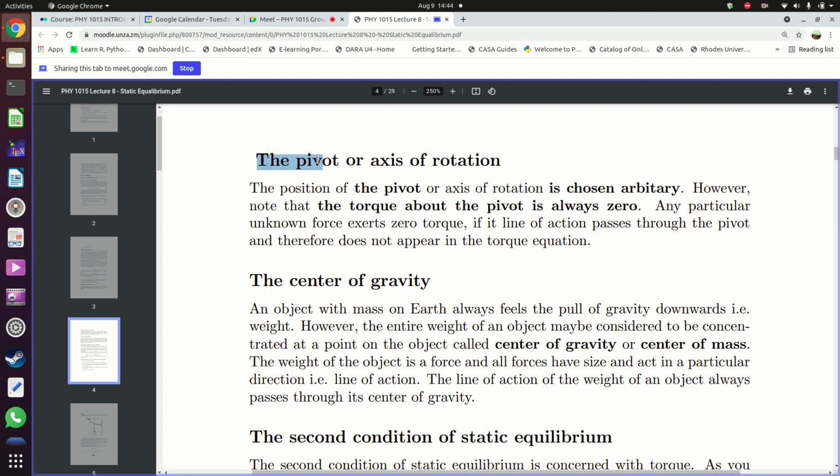Now, you need to choose if things are going to rotate. If something is rotating, then there has to be a center about which this thing is rotating. Are we clear?